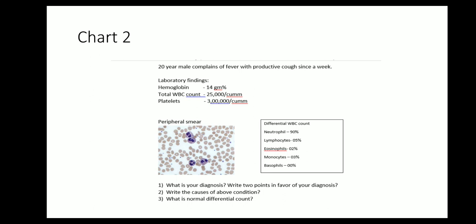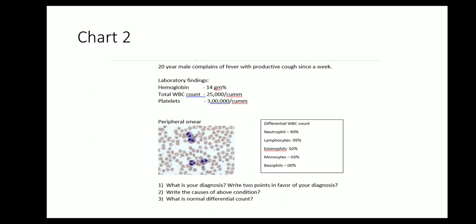Chart number 2. Another hematology chart. 20-year male complains of fever with productive cough since a week. Hemoglobin is 14 gram %. Total WBC count is 25,000. Platelet is 3 lakh per cubic mm. So you can see here WBC count is increased.